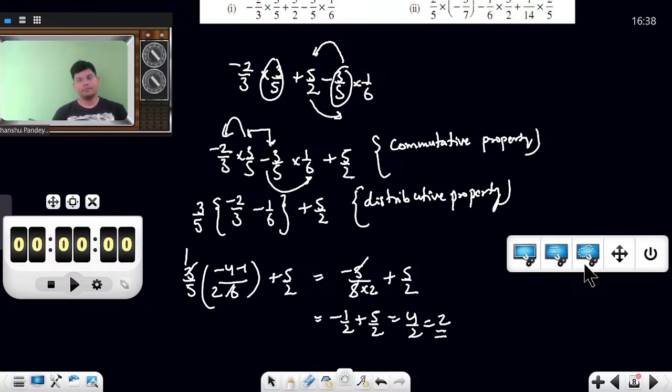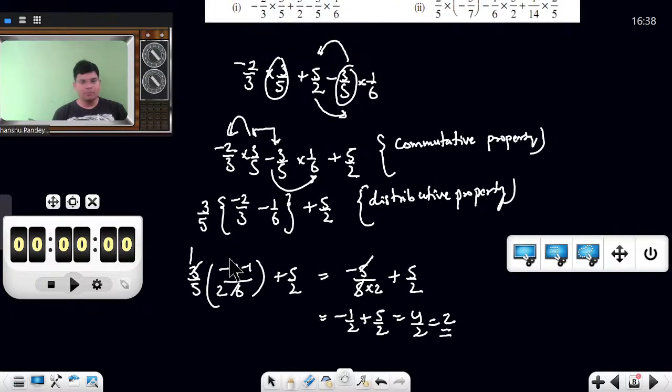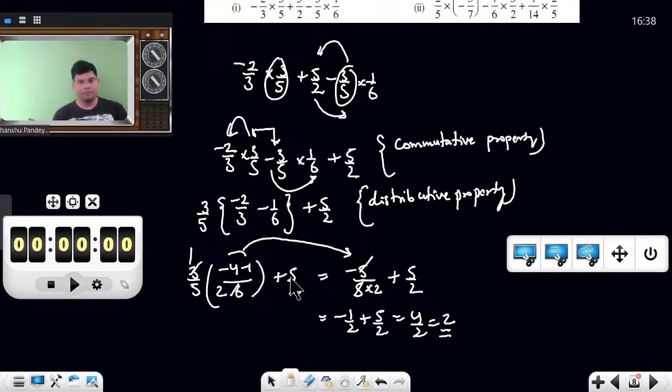Write it comfortably, this is all you have to write in the exam. If anyone has any doubt in any step, you can ask me. Okay, how did this come? What I have done is minus 4 minus 1, as I have written this as minus 5, and at the bottom we have 5 and 2, so I have written 5 into 2, and 5 and 5 will get cancelled because they are equal to 1, so it is minus 1 by 2 plus 5 by 2. Now we have the same denominator, so it is 4 by 2, which is equal to 2.